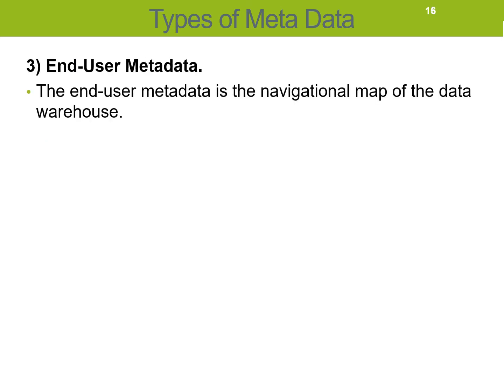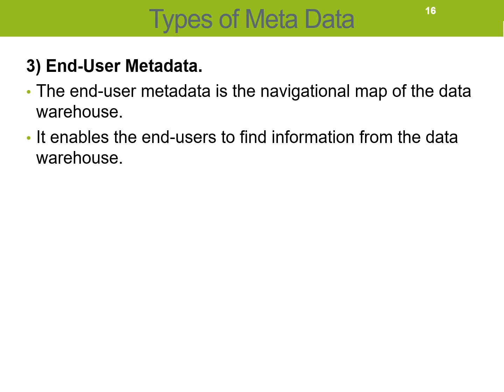The third category is end user metadata. End user metadata is considered the navigational map of the data warehouse. How does the end user get information from the data warehouse? How does he navigate through the data warehouse, how does he get the information? It enables the end user to find information from the data warehouse. It also keeps track of which users used which information from the data warehouse. So these are the three types of metadata.